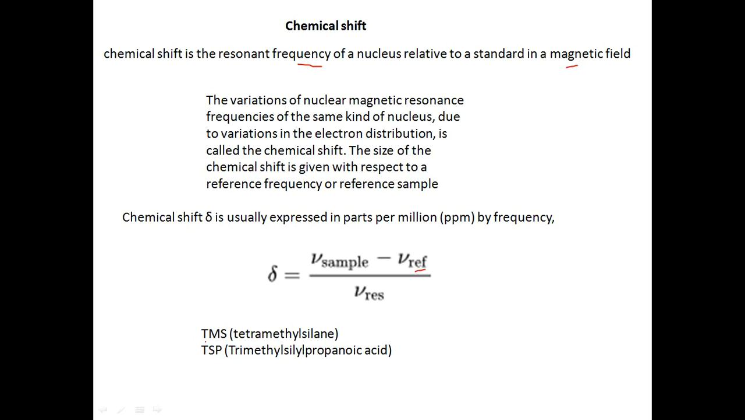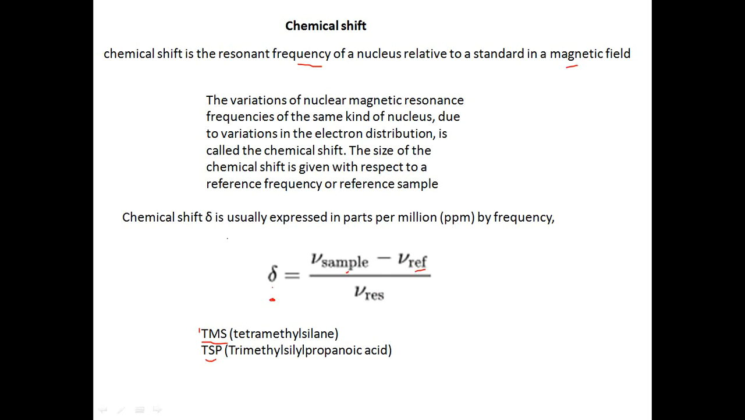The reference that is used for a proton NMR is TMS, that is tetramethyl silane, or trimethyl silyl propanoic acid. Majorly used is TMS, tetramethyl silane, which gives no chemical shift. It has a chemical shift value of 0. So all the samples are with respect to this TMS signal, which is taken as 0, and whatever chemical shift value you get is based upon this.